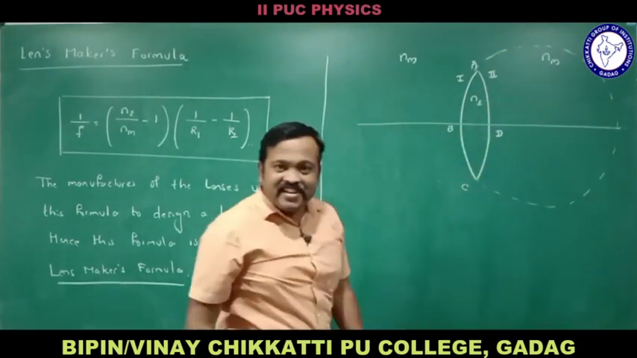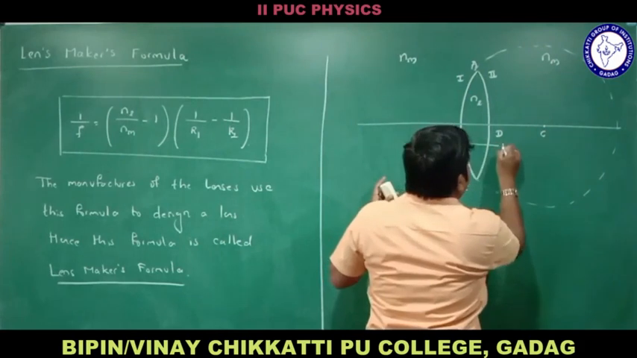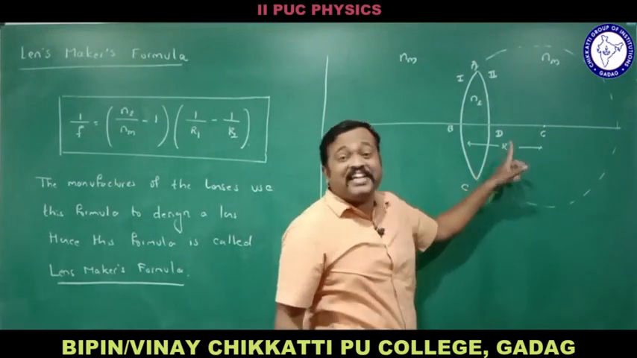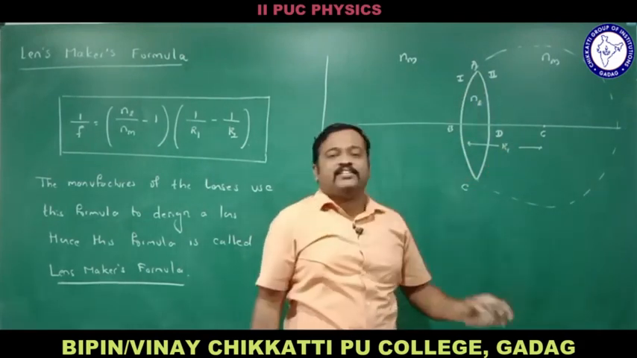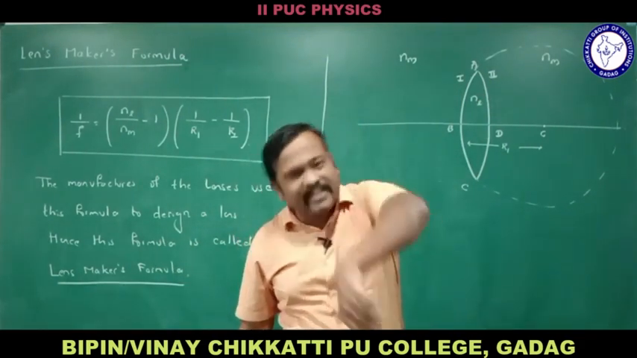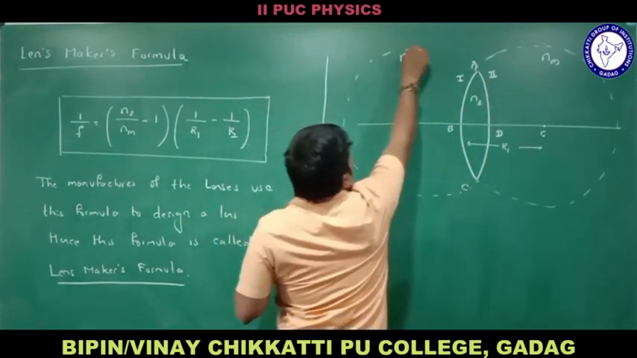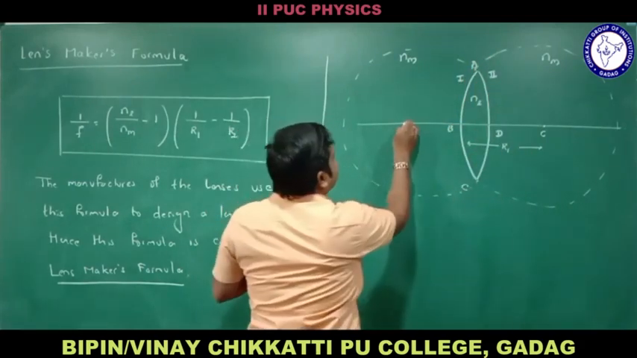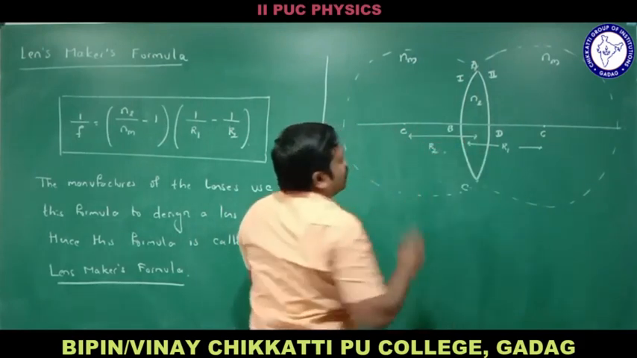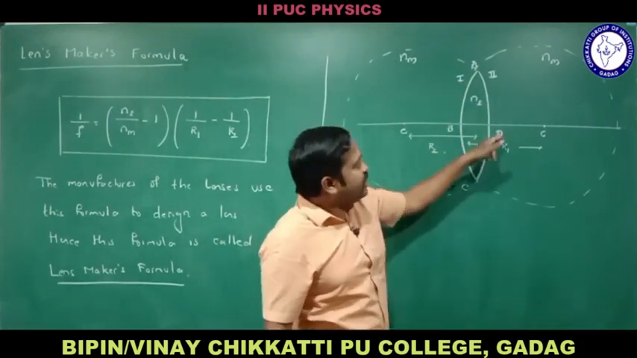If I continue this, I will get a sphere. This is the center of curvature, and this is nothing but the radius of curvature, the radius of the sphere of which this is a part. So R1 is the radius of curvature of the first spherical surface ABC. Then R2 is the radius of curvature of the second spherical surface. If I continue this, I will get a sphere. This is the center and this distance is called R2. R2 is the radius of curvature of the second spherical surface ADC.